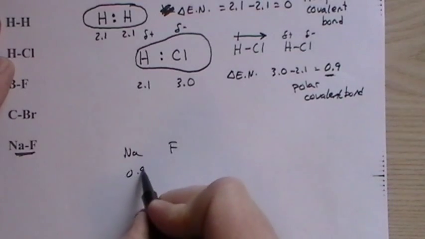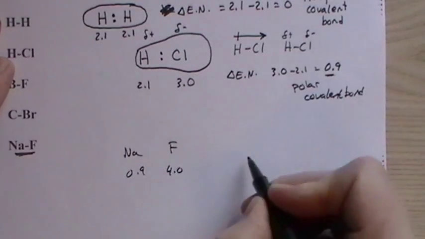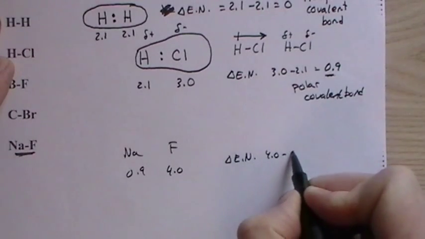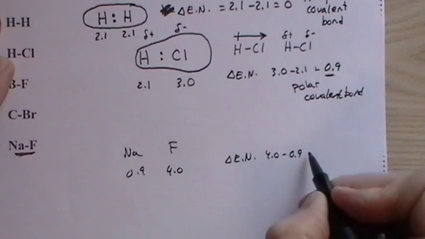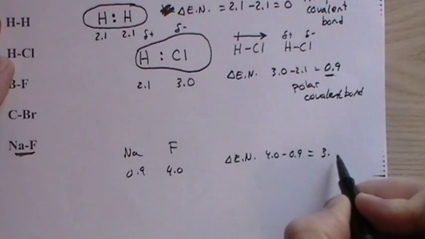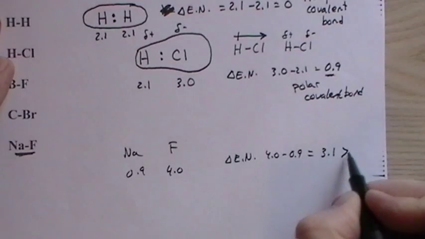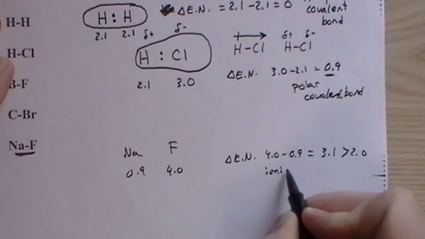So we have 0.9 and 4.0. The change in electronegativity between them is 4 minus 0.9. If you made it 0.9 minus 4, you just end up with the negative, and I said take the absolute value. 3.1, that's greater than 2, so this would be ionic.